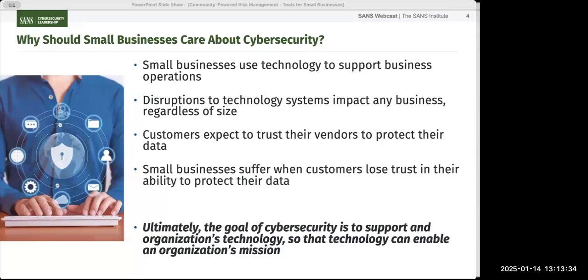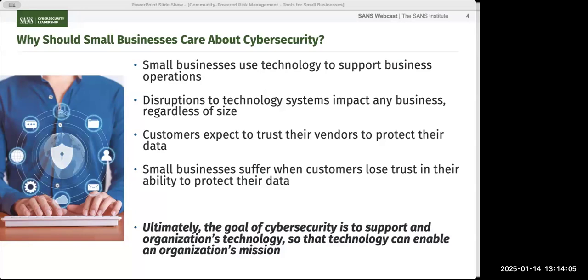And so if I, as a business owner, let's just say small business owner specifically, lose trust, if my customers lose trust in me because I've done something like not protect their data, then that's going to hurt the organization as well. At the end of the day, I can give a few more examples, but ultimately the goal of cybersecurity in any organization is to support the organization's technology so that technology can enable the organization's mission. And that's why we do what we do.